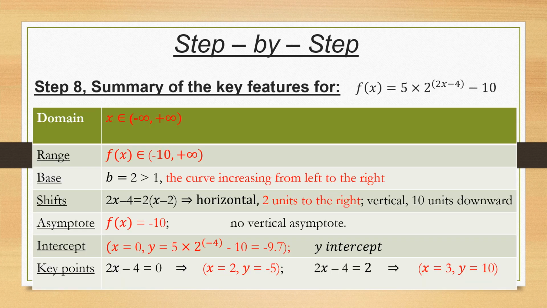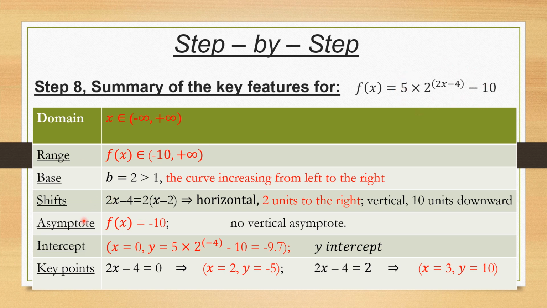Now step 8 for this graph is going to be a summary of the key features of this function. So the domain here are all the possible values for x, ranging from negative infinity to positive infinity. The range is going to be all the possible values for y, which is going to be ranging from negative 10, not included, to infinity. Not included because this can't be equal to 0.